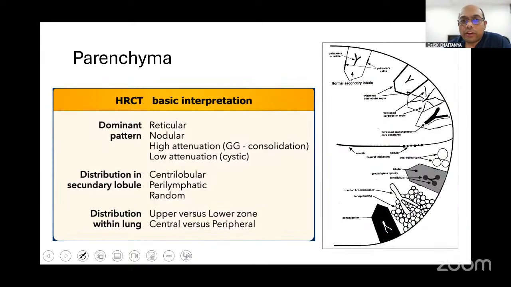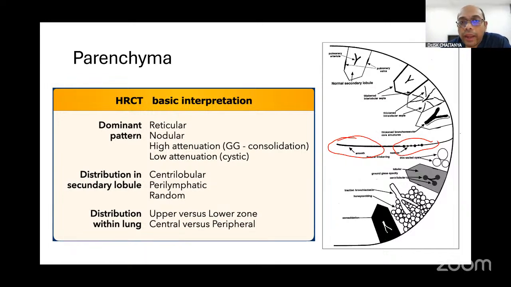So based on the structures involved, as I said, and based on the dominant pattern of how the lung is being involved, we classify and try to narrow down our diagnosis, what sort of disease is causing these changes. So in HRCT, what we find is either a reticular or nodular pattern in the interstitium. The small diagram here on the right shows a smooth thickening of the interstitium, or sometimes there can be nodular thickening of the interstitium.